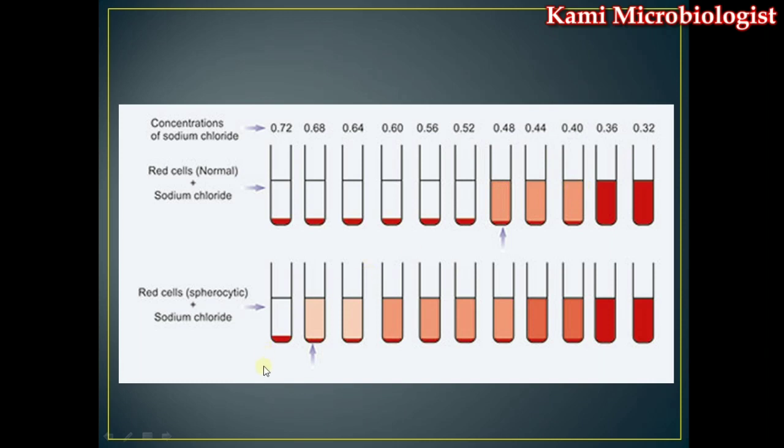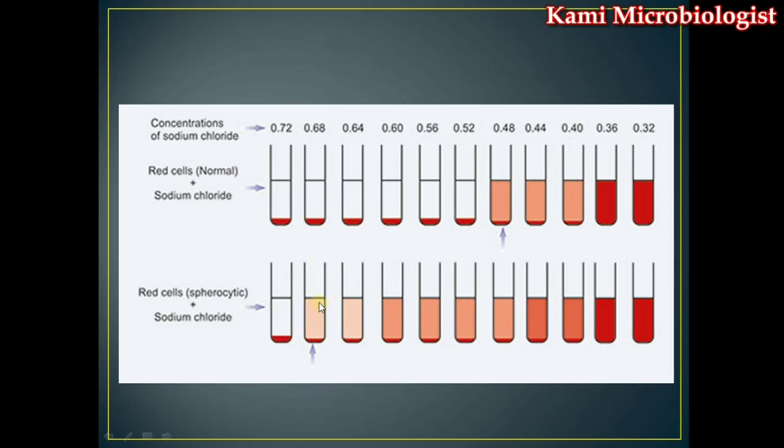But remember, guys, if you see the rupture at 0.68, it means that the patient has spherocytosis. And suppose you do not find hemolysis in the tubes, but at the 11th tube you see hemolysis of the blood at 0.36; it means that the patient is thalassemic. And if you see the hemolysis at this point, it means the patient has hereditary spherocytosis.